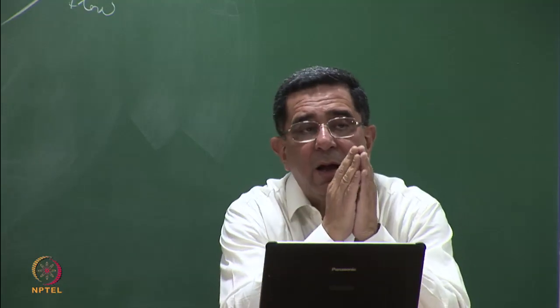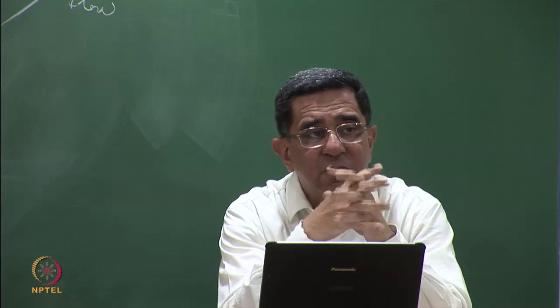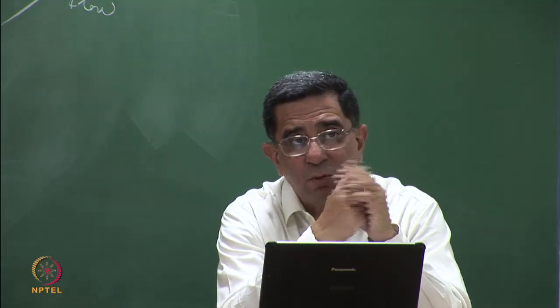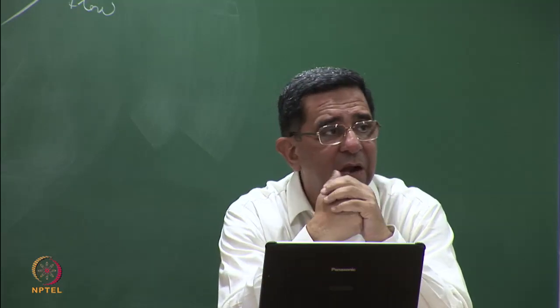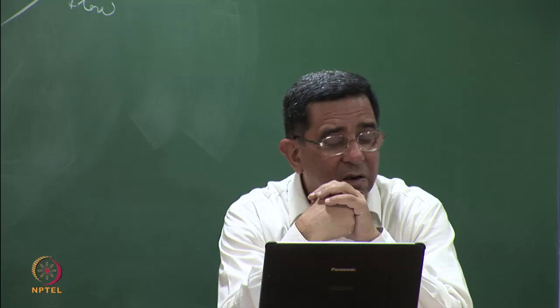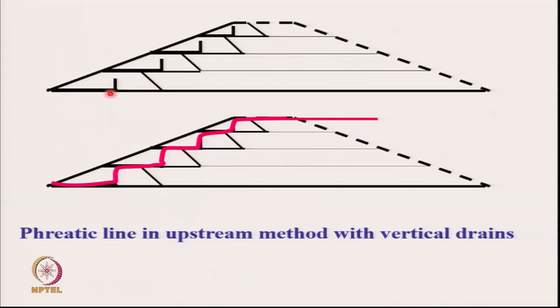Between downstream method of construction and upstream method of construction, which has a phreatic line which is higher? Both have got internal drains, which will have a phreatic line which is closer to the outer surface. Let's just look at it. This is my upstream method of construction, right? And my water is full here, it will come like this. Very close to the outer surface.